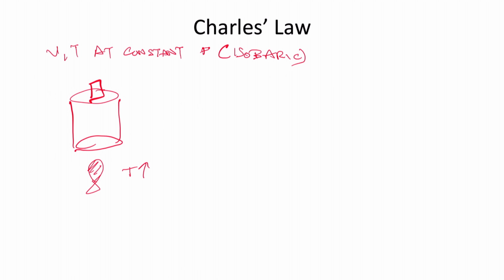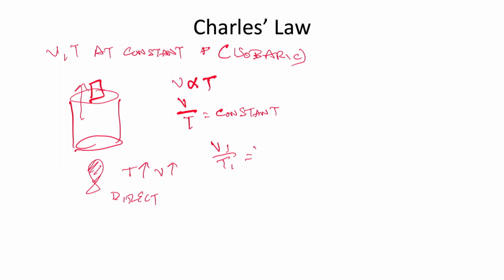As the temperature increased, this expanded. The piston increased in volume. So this was a direct relationship between volume and temperature. As one went up, the other also went up. In other words, volume was proportional to temperature. So I could say that the volume over the temperature was equal to a constant. Or if I want to write this as an equation, V1 over T1 equals V2 over T2. This is known as Charles's Law.